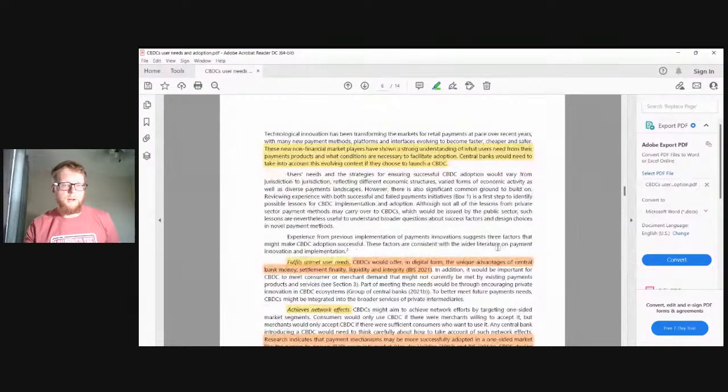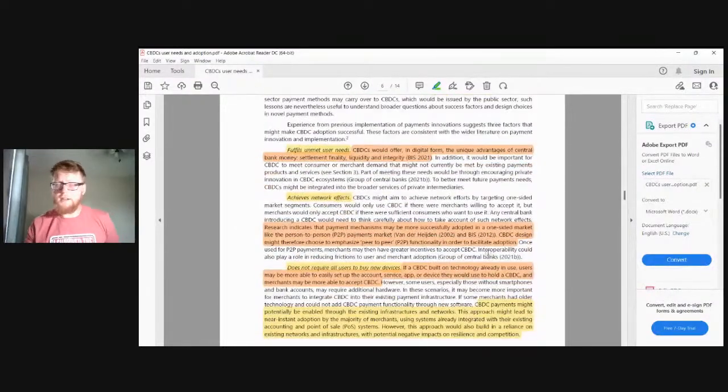So there we go. And this is where we get into the three needs, right? In order to have a CBDC be adopted, it needs to fulfill unmet user needs. We kind of alluded to this before. Achieve network effects. Already talked about this before. And it also does not require all users to buy new devices. So, also something we've talked about before, right? So it needs to follow that path of least resistance, right?